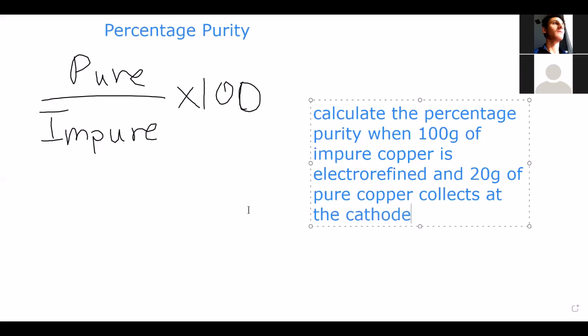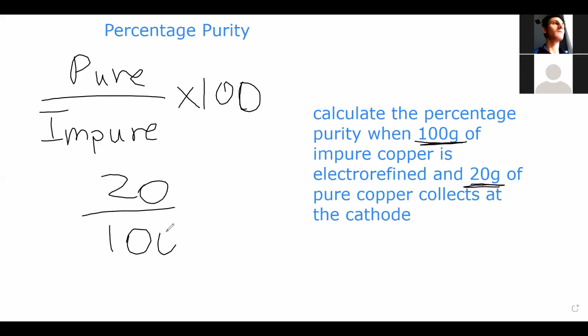So the question says that the mass of the impure copper is 100 gram, while the pure copper is 20 gram. So we'll put these values in the formula. 20 upon 100 into 100 equals to 20%. So 20% of the copper at the anode was pure.